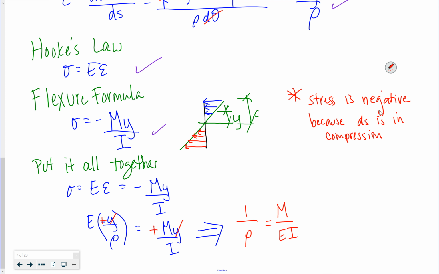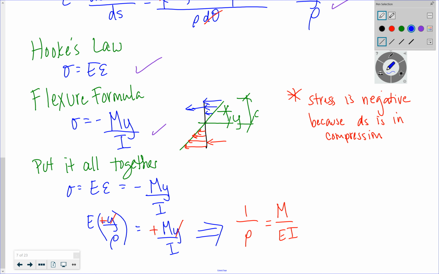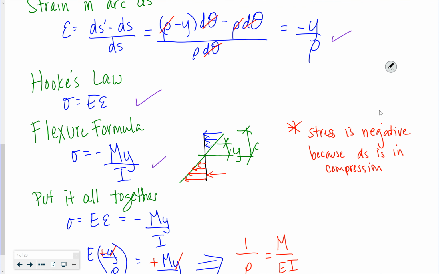And let's see. So 1 over rho, that's 1 over my curvature, is equal to the moment at that point. This would be the moment at that point, meaning the resultant of my tension, the resultant of my compression stress, the distance between the two gives me a moment, the moment at that point, over EI.